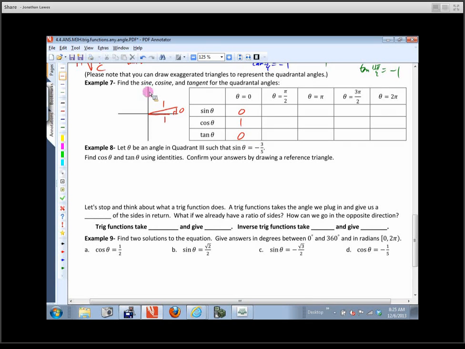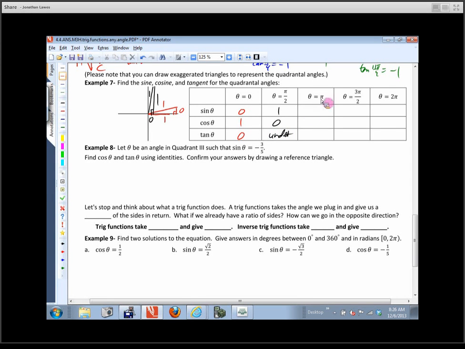Okay, at pi halves, at 90 degrees. It doesn't matter which side you swing it over to. I'm going to do this. If that truly was 90, this side right here wouldn't even exist. It would be 0. This would be the hypotenuse, and that would be the other leg right there, right? Okay, so this is exaggerated just so we can see them. Opposite over hypotenuse, 1 over 1. Adjacent over hypotenuse, 0. Opposite over the adjacent, what do I get? Undefined.